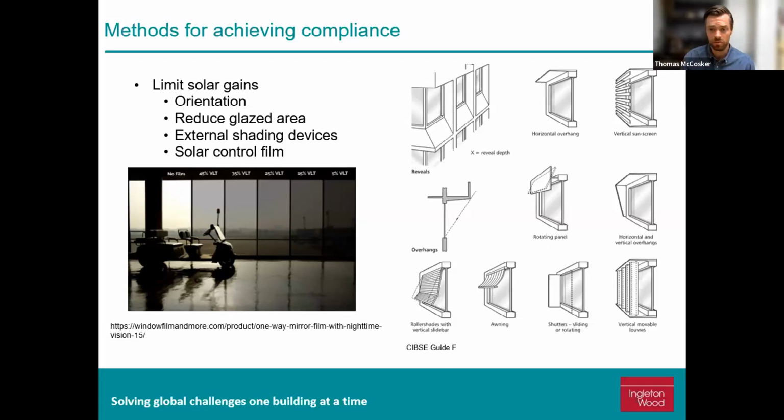Reduce the amount of glazing. First and foremost, as Jason was saying, if you don't have the glazing there, then it doesn't let the solar gain in. Shading is highly important. And then finally, the solar control films are also really helpful.